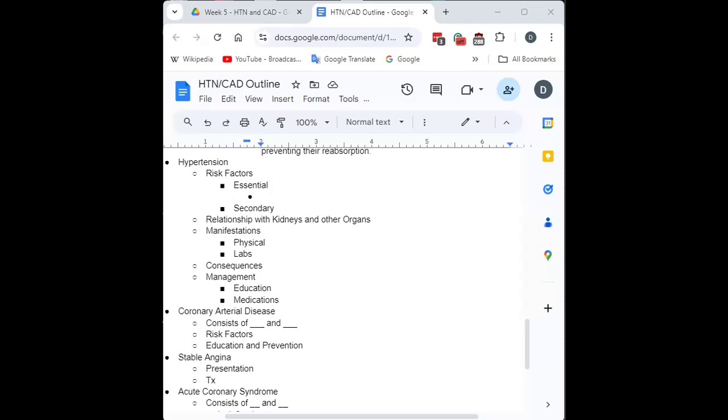Yeah, so there's no really specific cause of essential hypertension. It's kind of got that unknown etiology. If you guys have seen maybe a Kaplan question, there's a Kaplan question.